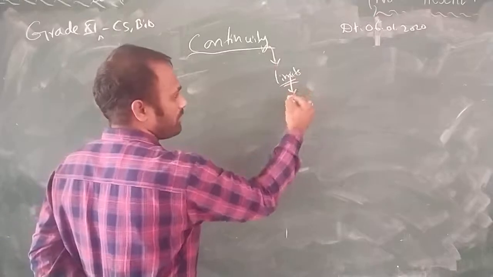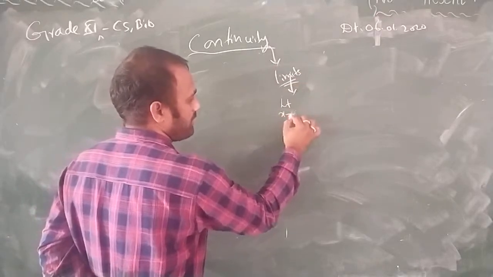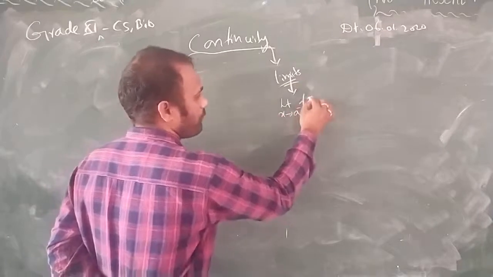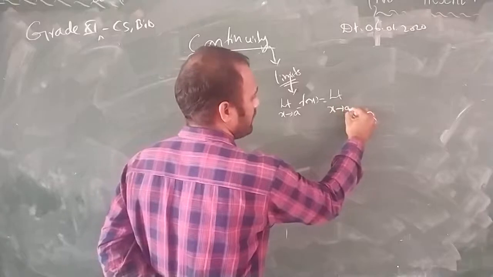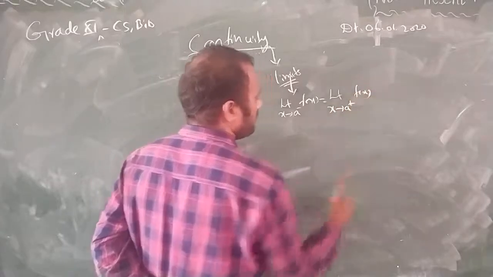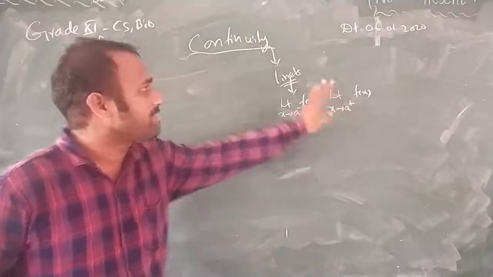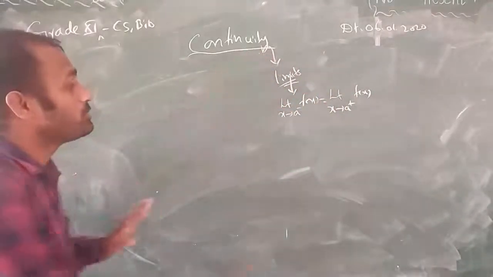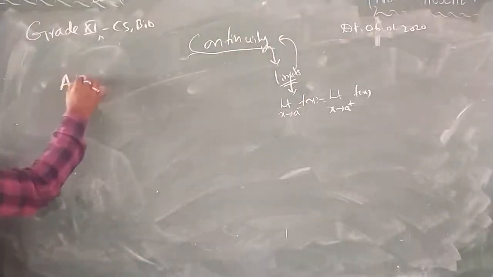So we know that the limit is going to exist when limit x tends to a minus f of x is equal to limit x tends to a plus f of x. It means that if the left hand limit is equal to the right hand limit, then we can say that the limit is going to exist. So limit will play a crucial role in the continuity function. Now look at here, a function.